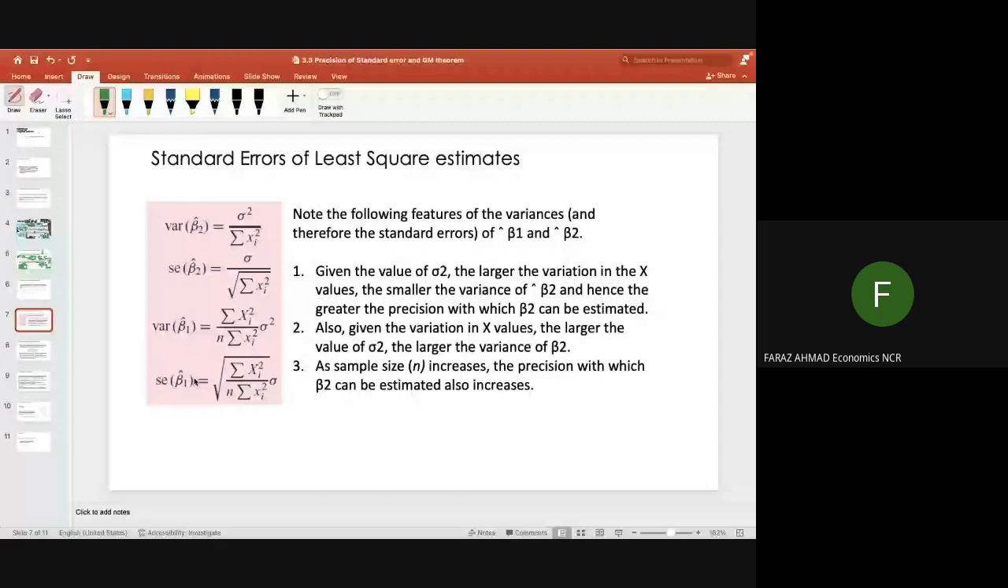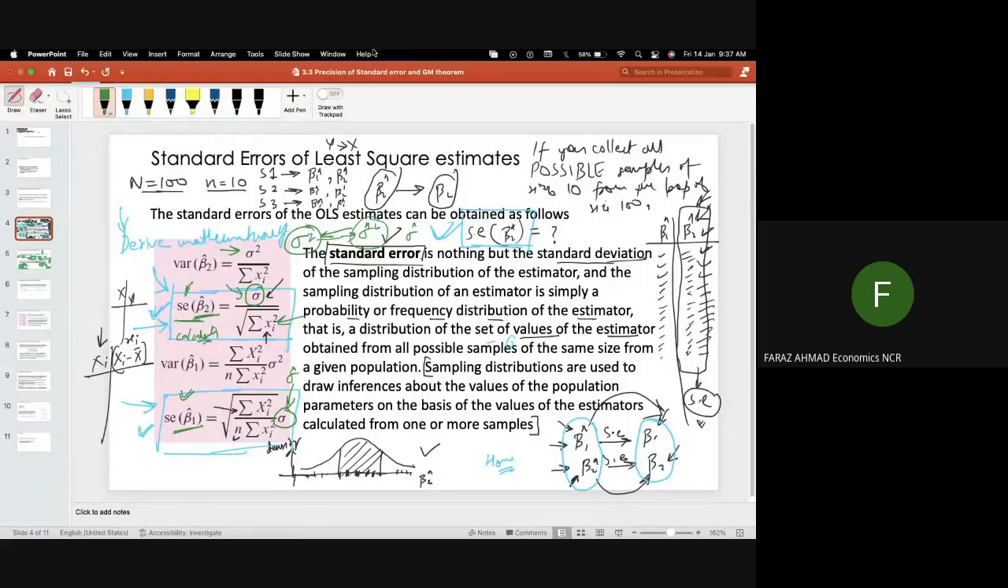So let us do an exercise to calculate standard error.